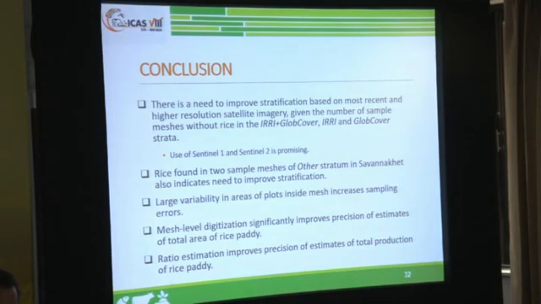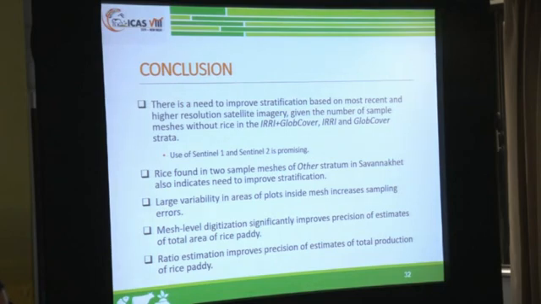Maybe the reason is that during that time, the only available free satellite image that we had was from the Globe Cover Initiative, which is from the 2009 Landsat land cover classification. So for future studies, we might consider using other free satellite data of higher or more recent resolution. The rice found in two sample meshes of the other stratum in Savannakhet also indicates that there is a need to improve the stratification.